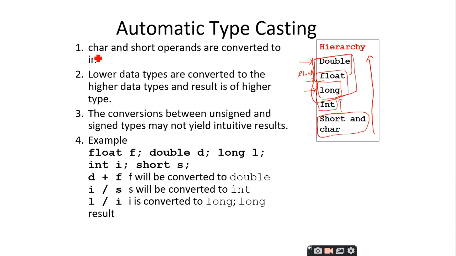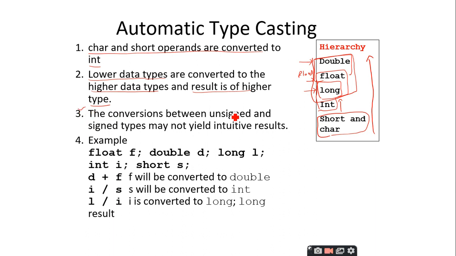So, like that the hierarchy will be taken for conversion of the lower data types into higher data types. That is what he is saying. So, char and short operands are converted to integer, lower order data types are converted to the higher order data types, and the result will be of higher order data type. This is what I am stressing from the starting point.